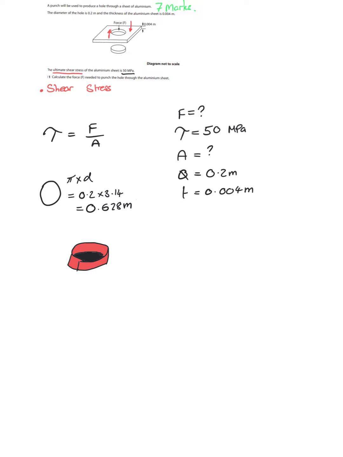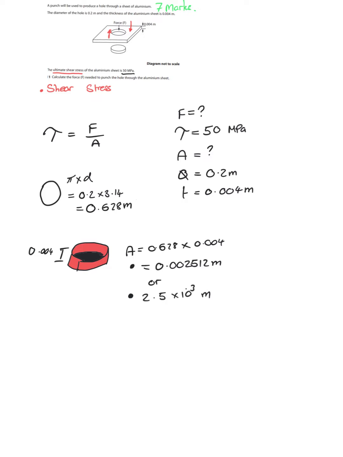If I multiply that circumference by the thickness we were told, 0.004 meters, then I have the total area that your punch would be in contact with. So my area is equal to 0.628, the circumference, times the thickness, 0.004. And that's equal to 0.002512 meters squared. Or if you want to write it in engineering terms, 2.5 by 10 to the minus 3. It doesn't matter which way you write it. You should get comfortable with this sort of notation as an engineer. If you're struggling with it, just keep all the numbers in it.